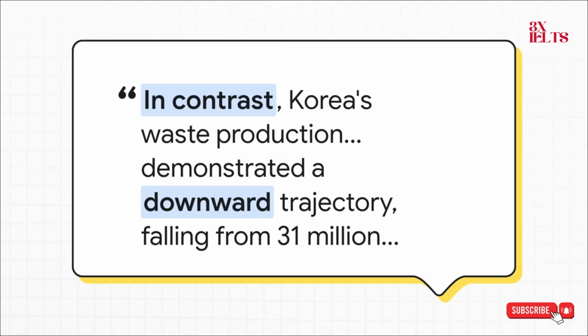So how do you handle an exception to the rule like Korea? A powerful transition word like in contrast is perfect. It's like a big signpost for the reader that says, hey, we're changing direction here. The writer then describes Korea's downward trajectory and, crucially, backs it up with the actual numbers. This is just a really sophisticated way to organize complex information.